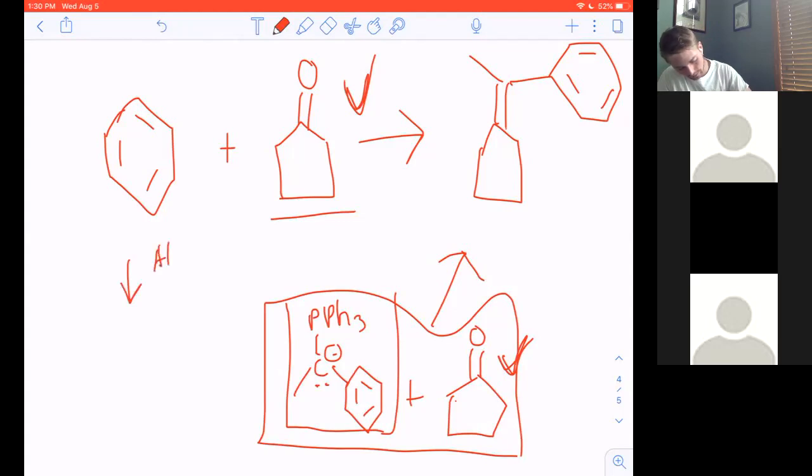So it's just going to be AlCl3 and ethyl chloride because there's 2 carbons there. What this will give you then is a group that looks like this.